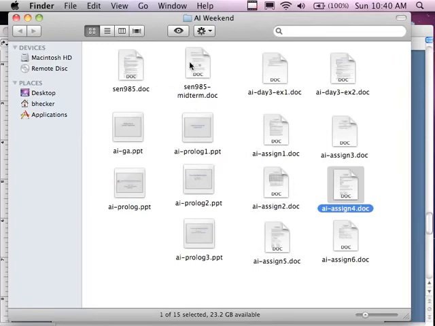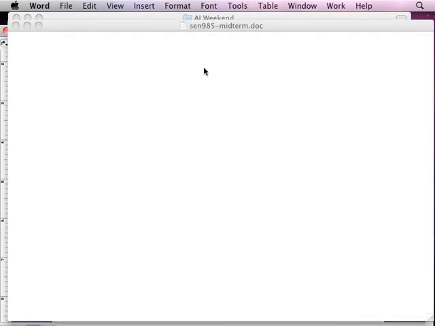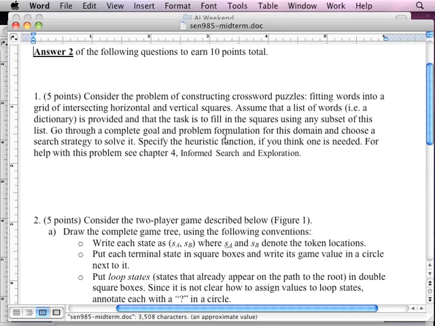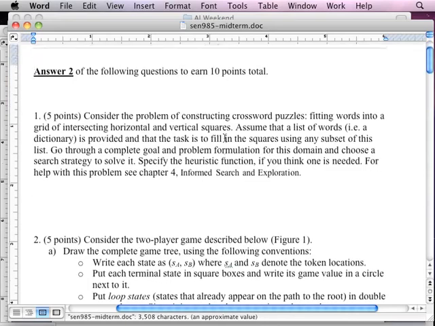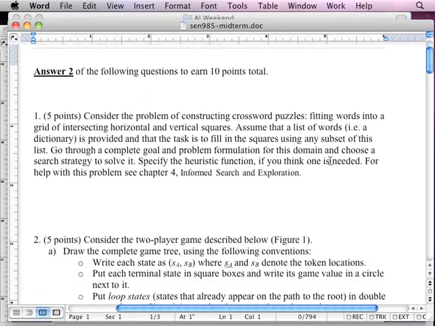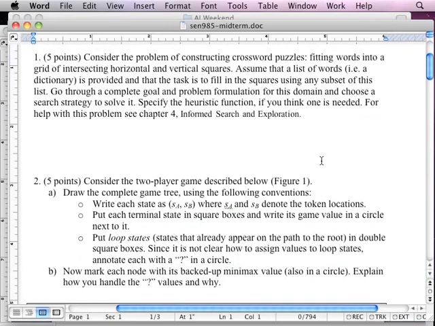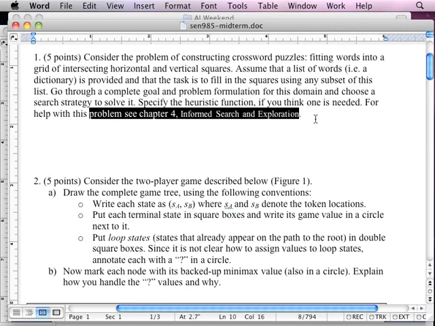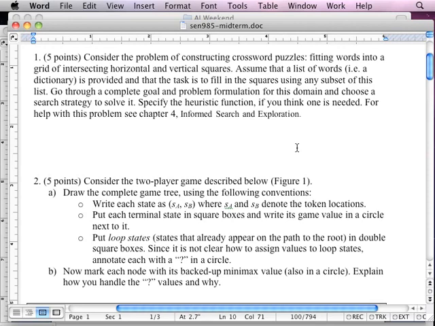The midterm for the course, however, which is also due in 3 weeks, is a little bit more challenging. The midterm's probably going to take you a little bit more time, because it's a significant number of points versus the assignments. You're going to look at a crossword puzzle, and then the concept of fitting stuff into a grid. And then you'll have to specify a heuristic function if you need one to help you solve the problem. And looking at Chapter 4 of the textbook for informed searches and exploration is going to help you with that. You're going to need the textbook for the midterm.